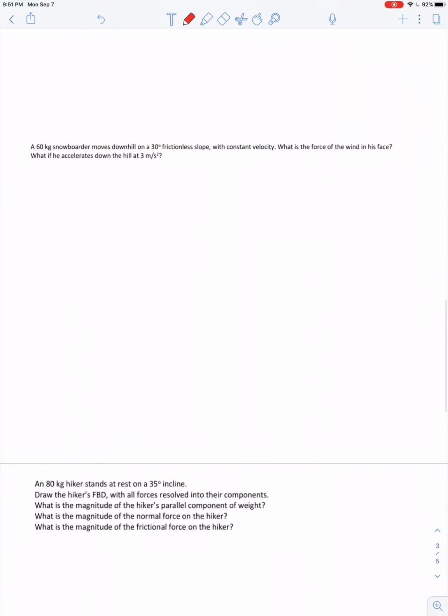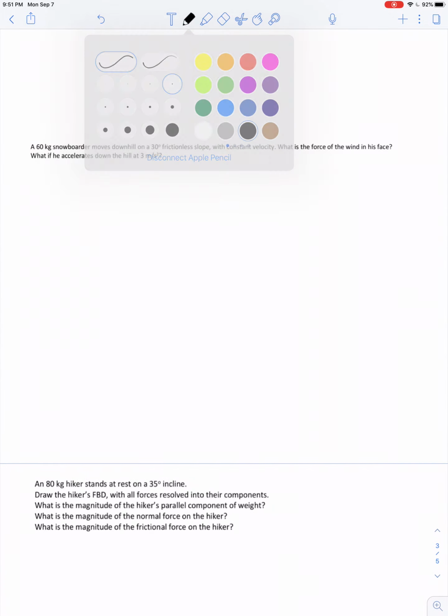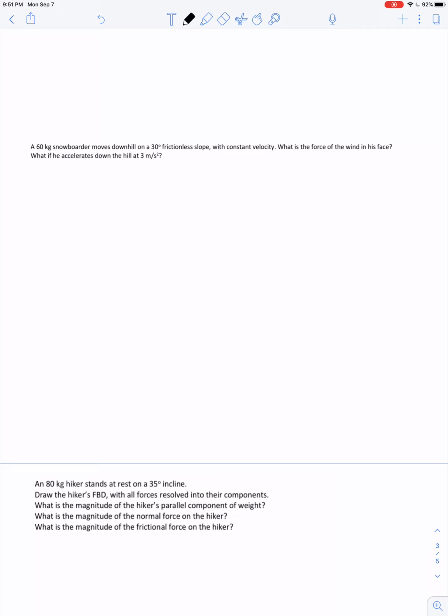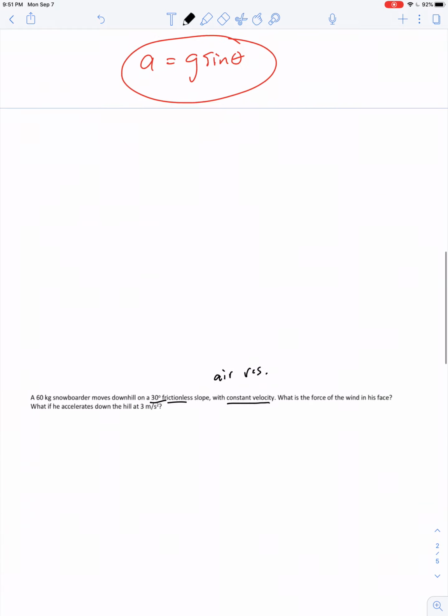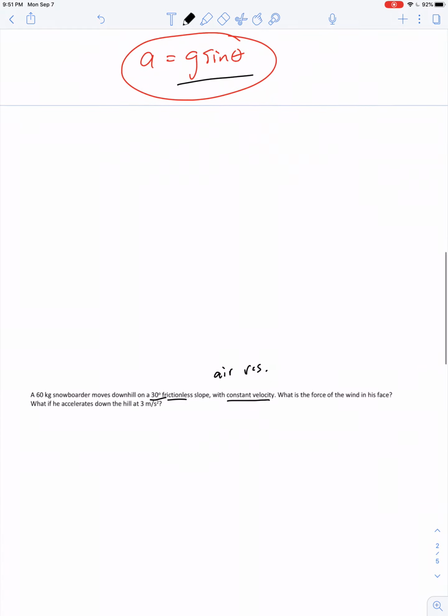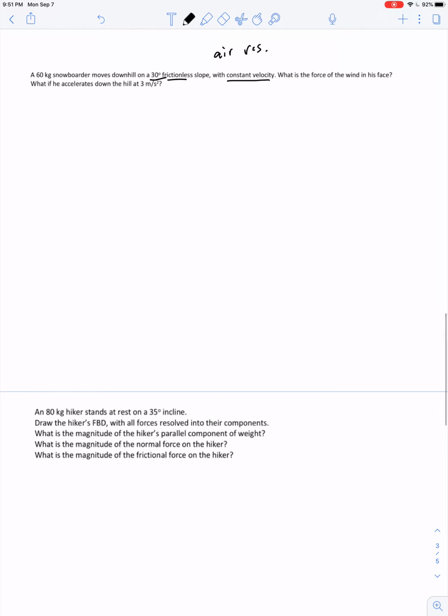Let's see if we can put that into practice. A 60 kilogram snowboarder moves down an incline that's 30 degrees. Once again, this is a frictionless case, and there's constant velocity. So there may be no friction, but there is air resistance. Otherwise, the velocity wouldn't be constant; you would have an acceleration equal to g sine theta. What is the force of air resistance?